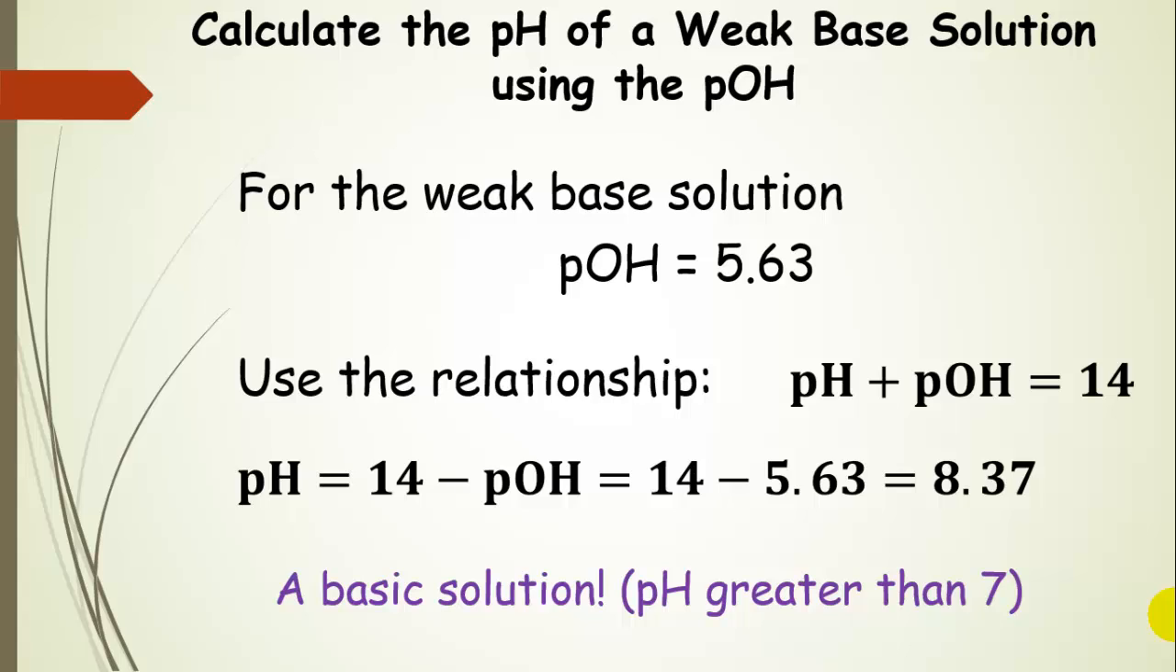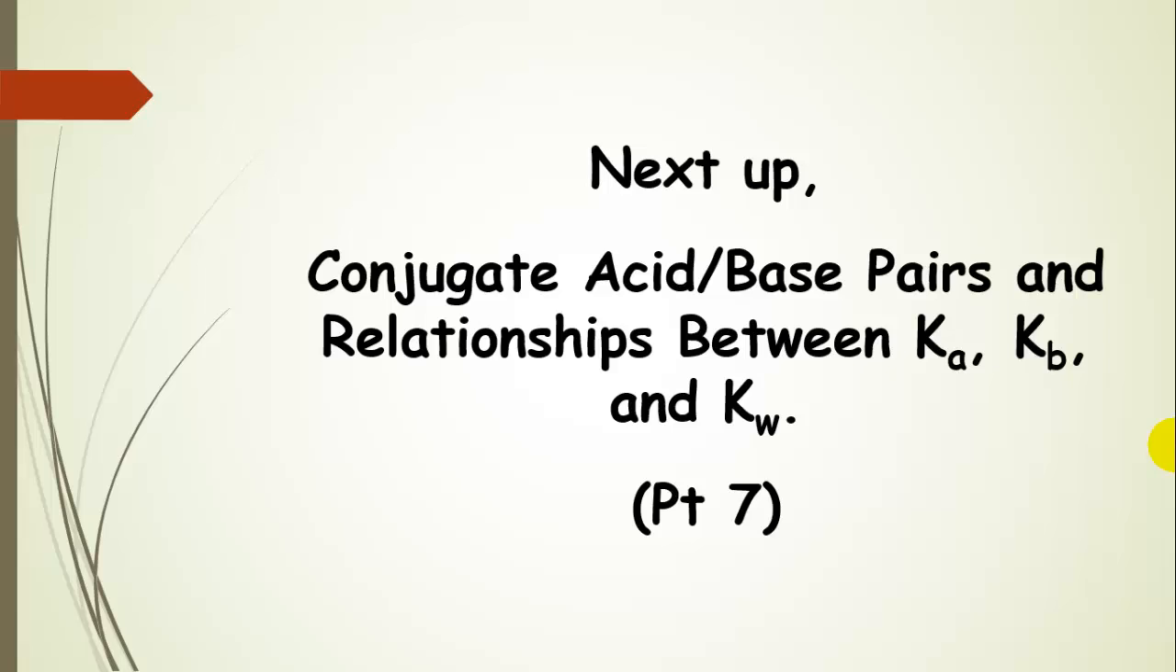Now, one way you can catch yourself if you calculate the pOH and then label it the pH is if this were the pH, 5.63 would be an acidic solution, and we have a weak base in solution, so that doesn't make any sense. We shouldn't have an acidic solution with a weak base. So our pH should be greater than 7 at the end of this. Okay, next we're going to talk about conjugate acid-base pairs and the relationship between Ka, Kb, and Kw.